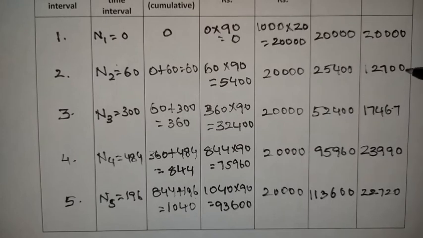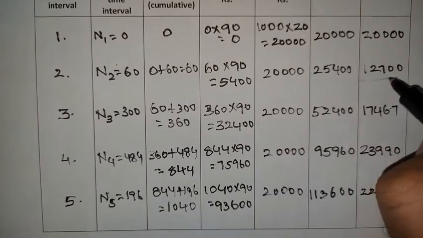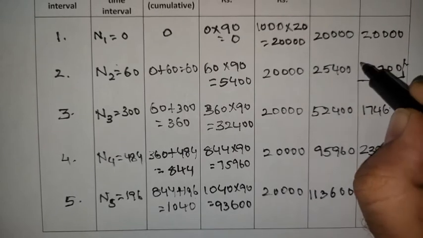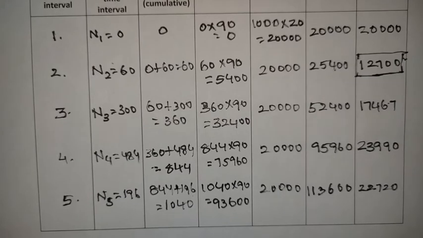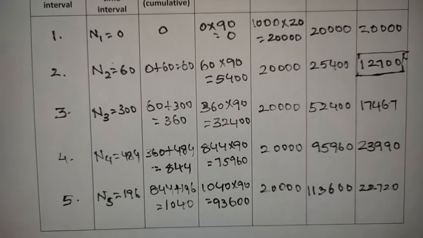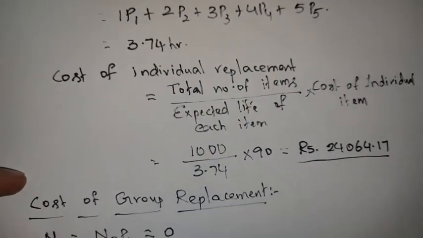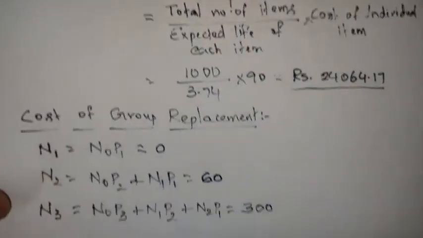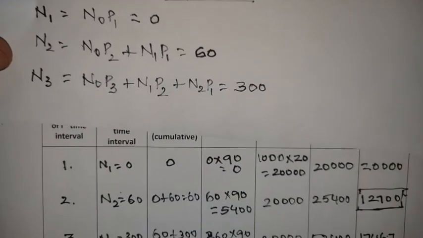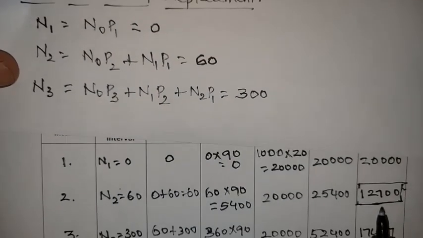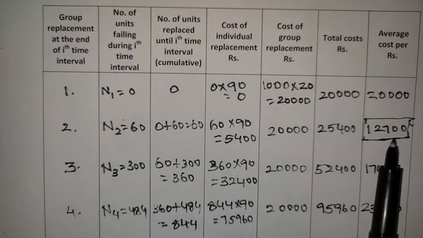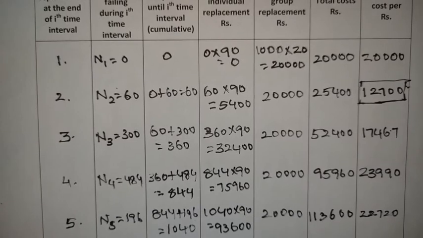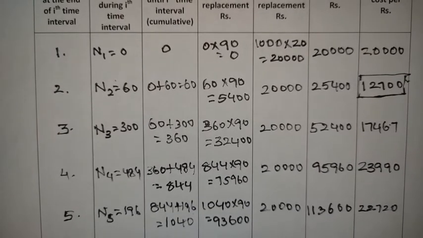So what is the minimum value in this one? 12,700. But what is the cost of individual replacement? That is equal to 24,000. But the average cost of group replacement is 12,700. So which policy is the best one? The optimal policy is group replacement, and we have to do it at the end of the second time interval.